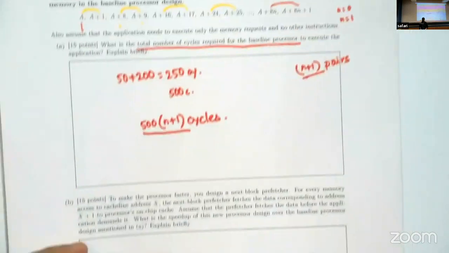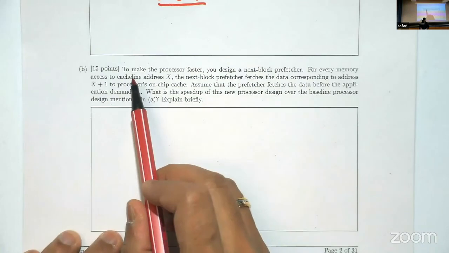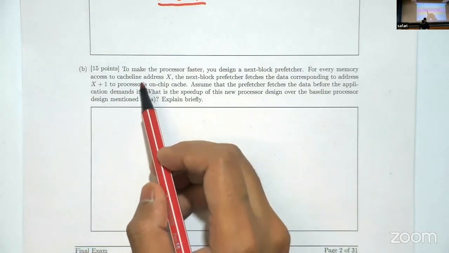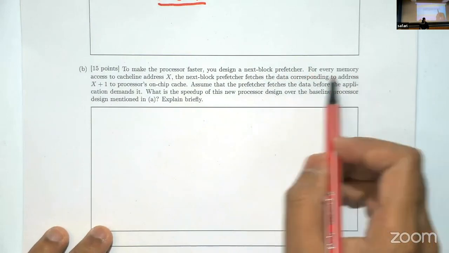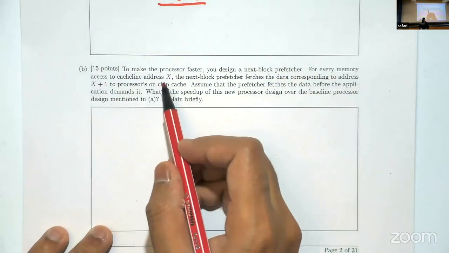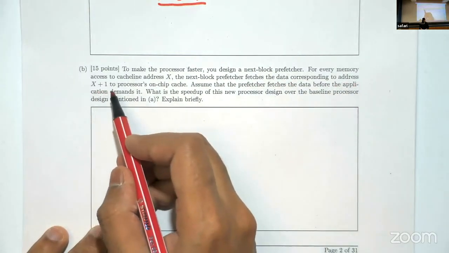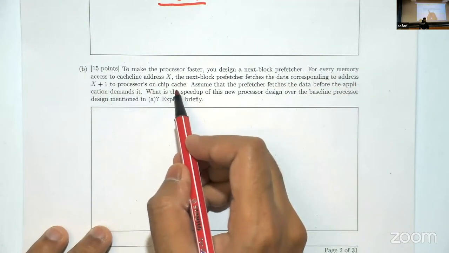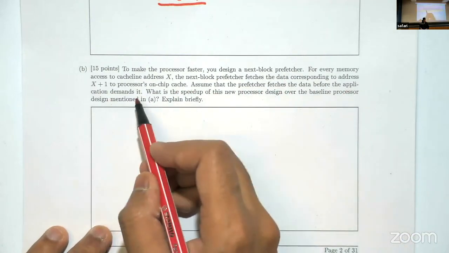Now let's go to the second question. To make the processor faster, you design a next block prefetcher. For every memory access to the cache line address X, the next block prefetcher fetches the data corresponding to address X plus 1 into the processor's on-chip cache. Assume that the prefetcher fetches the data before the application demands it.